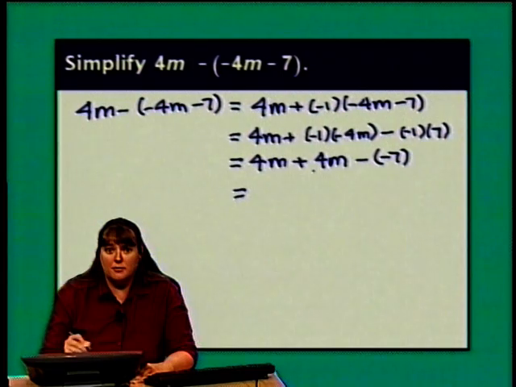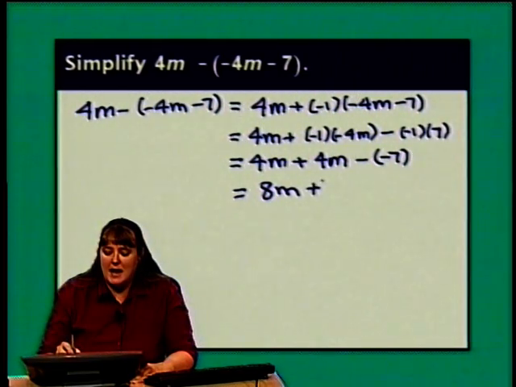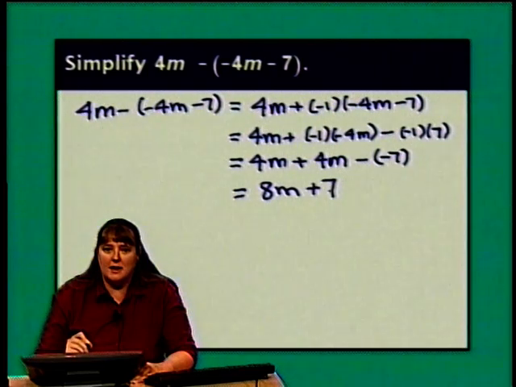Well, 4m and 4m are like terms. I can go ahead and combine those. 4m plus 4m is 8m, and subtracting negative 7 is the same as adding 7. So this simplifies to 8m plus 7.